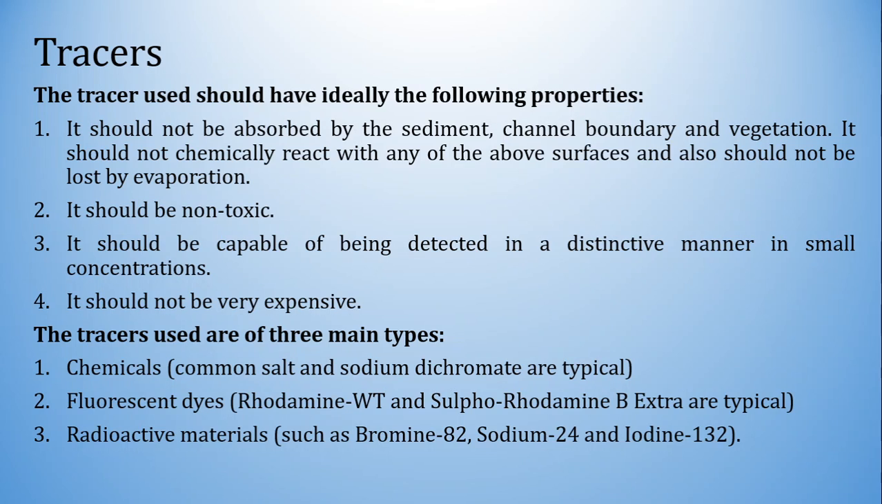The tracers used are of three main types. First are the chemicals; common salt and sodium dichromate are typical. Second are the fluorescent dyes, which include rhodamine WT and sulforhodamine B extra as typical examples. And third are the radioactive materials such as bromine 82, sodium 24, and iodine 132.